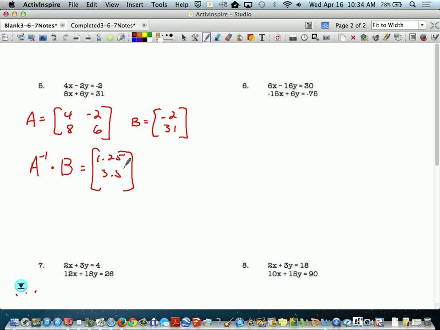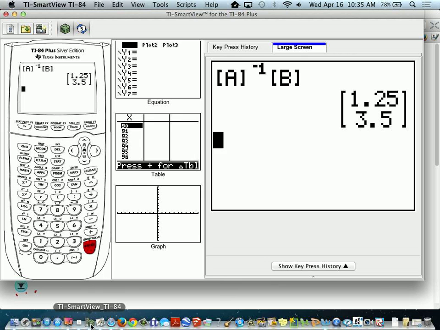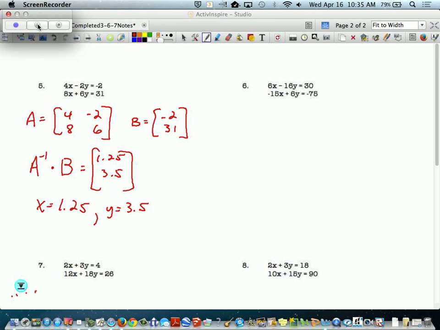How did you do a little -1 thing up there? So your x is the first one, and your y is the second one. Right there, that fourth one down is the x inverse button. And then you times the B. To see how fast this works, let's go.